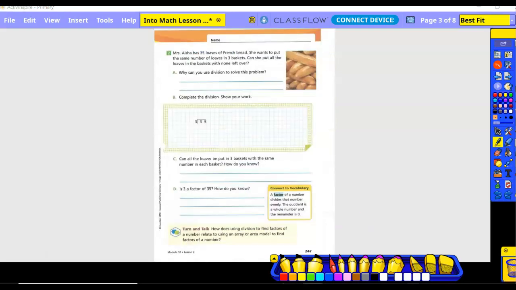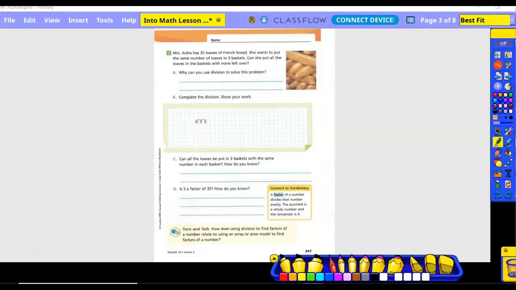Number 2, Mrs. Aisha has 35 loaves of French bread. She wants to put the same number in each basket with none left over. Can you use the division problem to solve? Yes. Okay. So basically, when we were putting all our X's out in an array, were we dividing them into different rows? Yes. Okay. So you were dividing just in a different way.